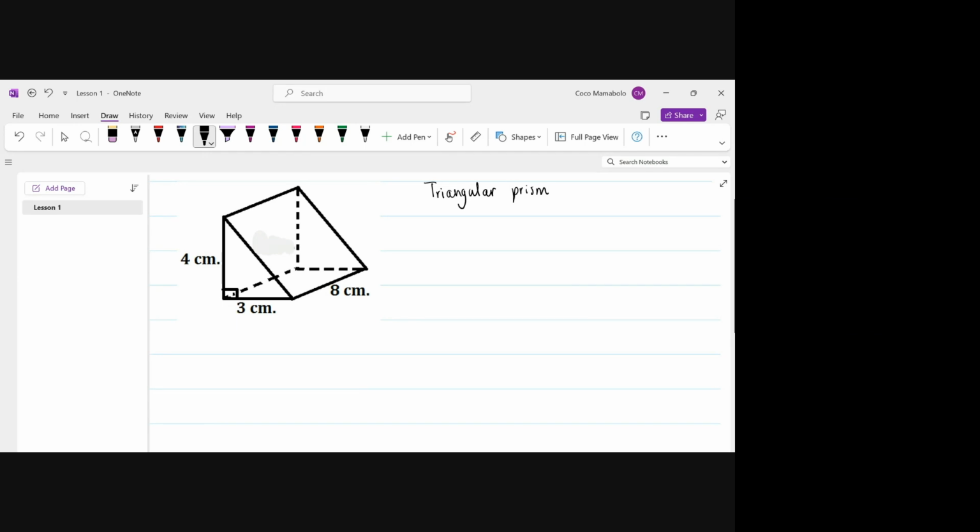So let's look at this over here. I know that if I want to calculate the total surface area of my triangular prism, I'm going to have to break it up into its parts. Okay, so I can tell that this particular shape is made up of a triangle over here. So there's a front triangle and there's a back triangle. So front and back. And these two are exactly the same.